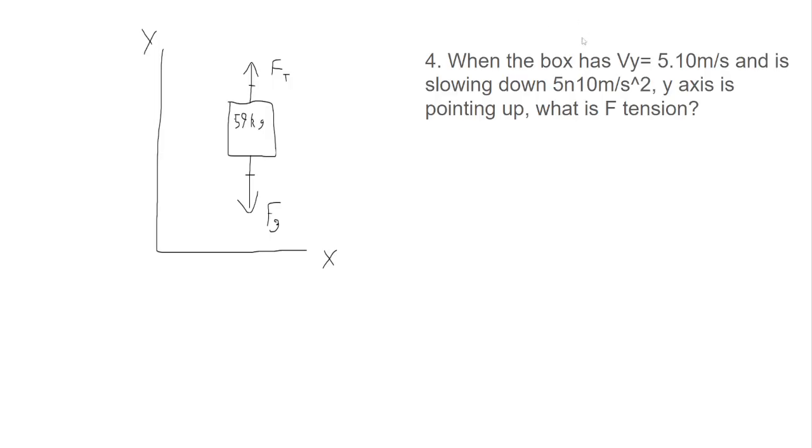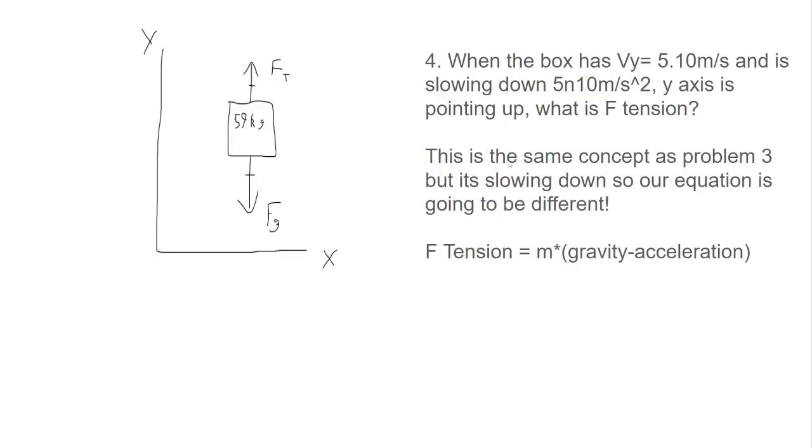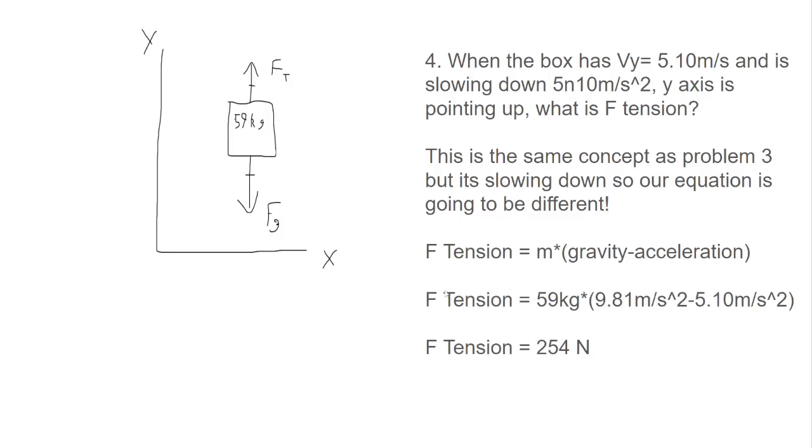And then finally, we have slowing down, which this time the equation is going to be force of tension equals mass times gravity minus the acceleration because it has less. It's slowing down. And this time we get a much lower number, 254 newtons.